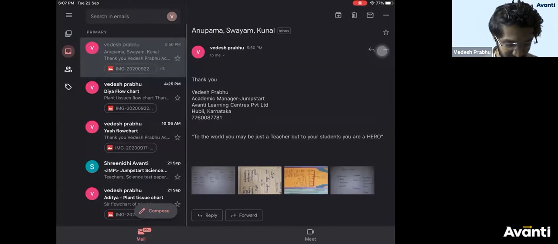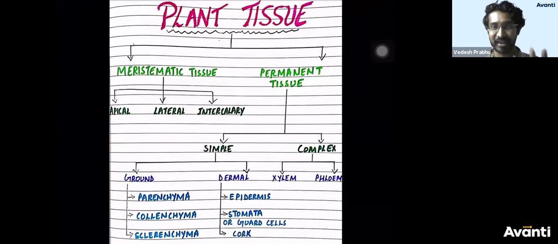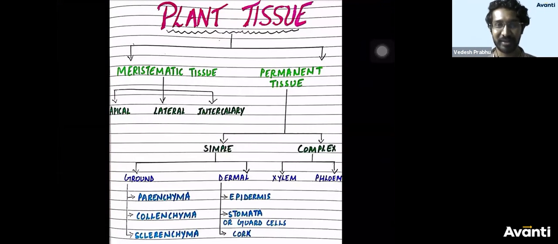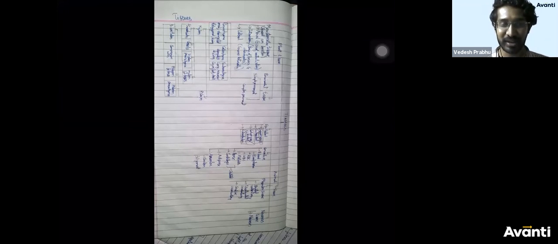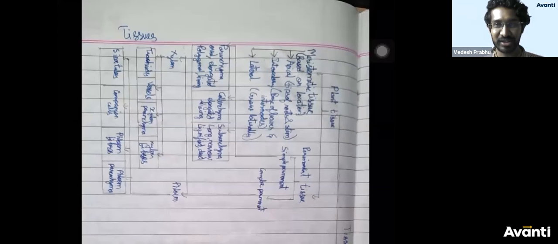Along with this, this is Dia's flow chart. Very nice, so colorful. I like the commitment. Very good. Apart from this, this is Yes's flow chart. He had sent this a long time ago when he was doing revision of this chapter, when he was studying about this chapter. So this is fully complete. Of course, it's a little hard to see. Small handwriting, just like mine. But anyway, this is the complete chapter flow chart, full animal, plant, everything.